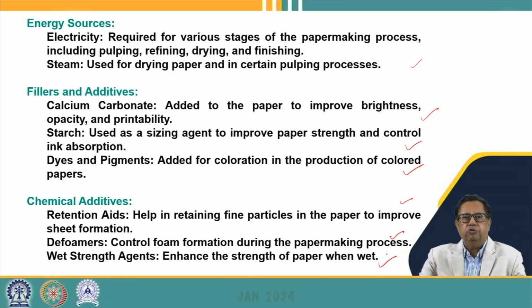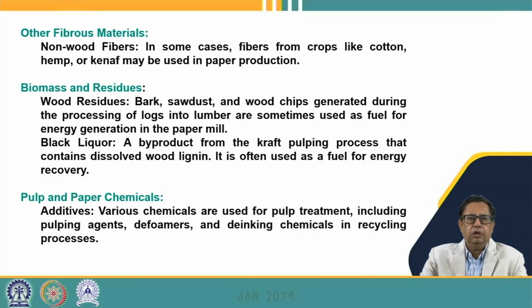And we also have to add wet strength agents, which can enhance the strength of the paper when it is wet. We can also use other fibrous materials, which are generally non-wood fibers. For example, we can use cotton, hemp, or kenaf for the production of paper. And a lot of biomass and residues are generated.